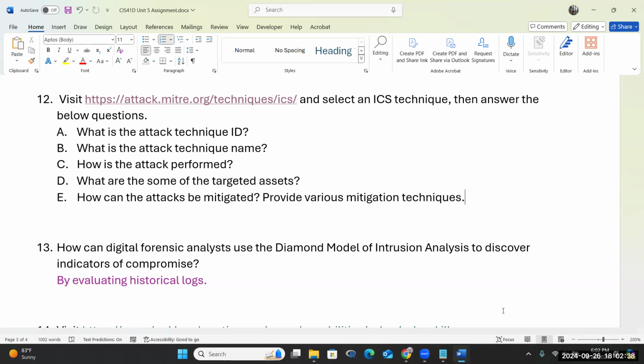We can find out how they intruded into the system or the network, or how it was compromised. So digital forensic analysts use the Diamond Model to discover indicators of compromise, your IOCs. And the approach that is commonly used is to look at historical logs. This is what we mostly do in security for a lot of things. So we would go back and look at the logs to see how they entered the system or the network.